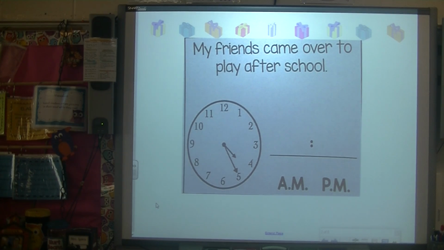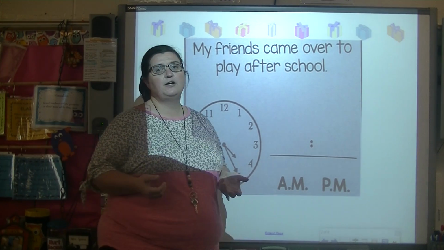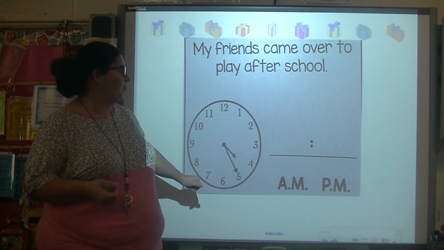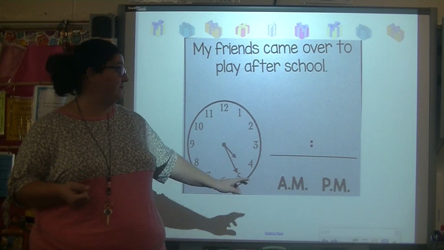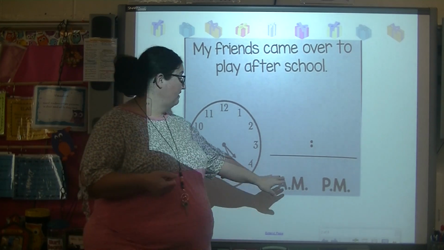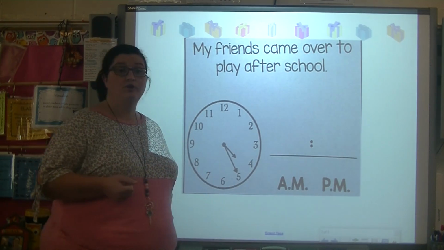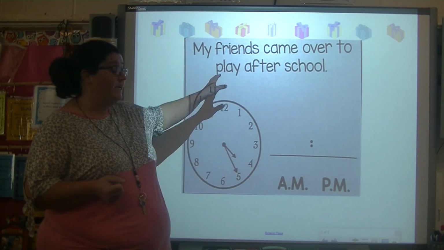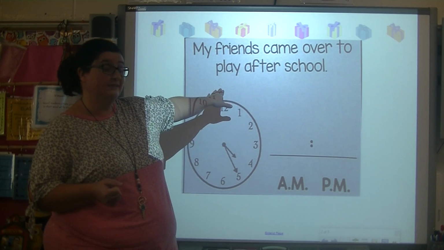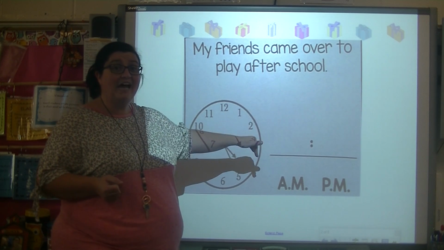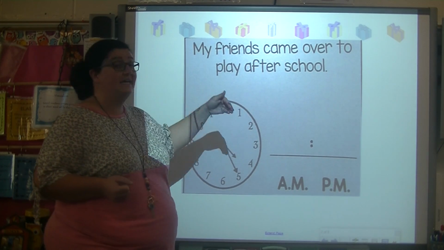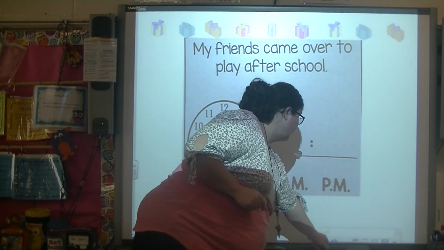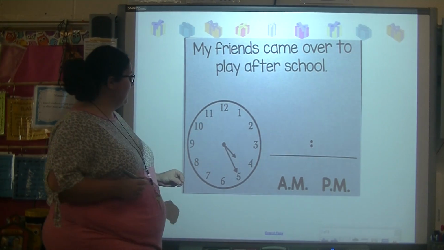All right, so I have some examples of some times of day and an analog clock. We're going to decide what time of day based on the clock and if it would be AM or PM. You guys are going to help me. First thing is we have to read what it says. Then we'll write the time, and based on what it says and the time, we'll decide if it's AM or PM. Okay, so let's look at it.